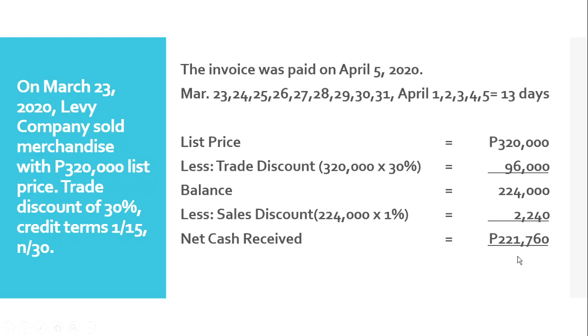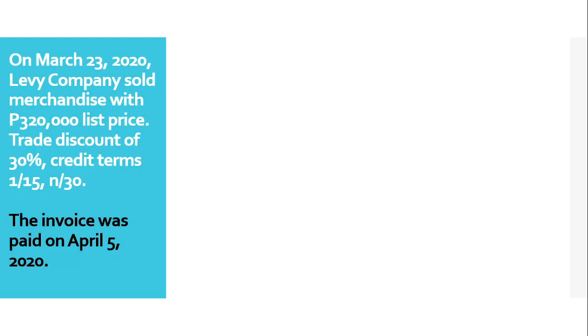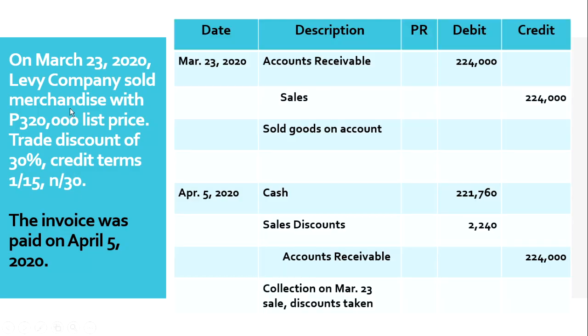Now, let's journalize. Again, dalawang date ang nag-appear, si March 23 at saka si April 5. So that means, dalawang transaction yung nangyari. Since dalawang transaction yung nangyari, dalawa din ang recordings. So the first one is the March 23. So for March 23, i-record down natin yung pagkabenta. So debit accounts receivable, 224,000. Credit sales, 224,000, and then explained by sold goods on account.